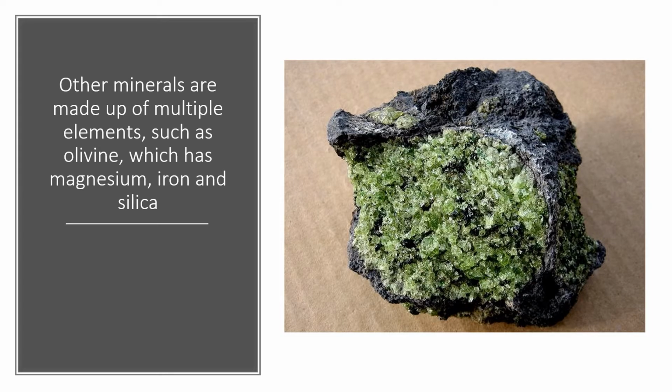Other minerals, though, are made up of multiple elements, such as olivine, which has magnesium, iron, and silica. And this is the green element in here. The black stuff is actually basalt. It's old lava, hardened magma or lava. Olivine, some of you know as peridot, which is a gemstone. And it's a very rare gemstone because it's really hard to find olivine in gemstone quality, big enough that it looks like that.